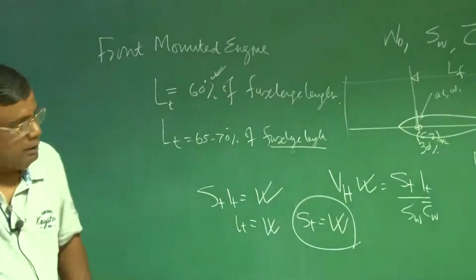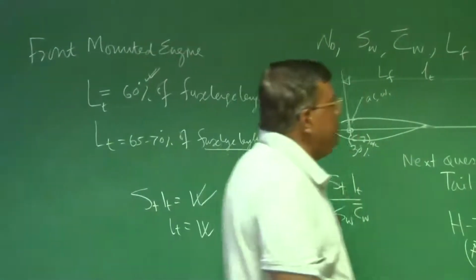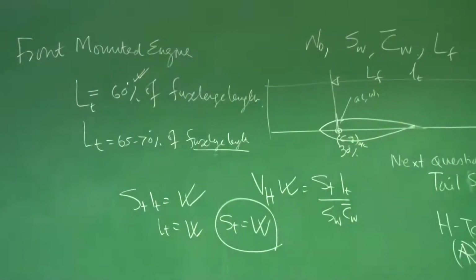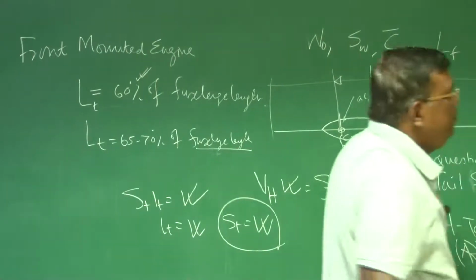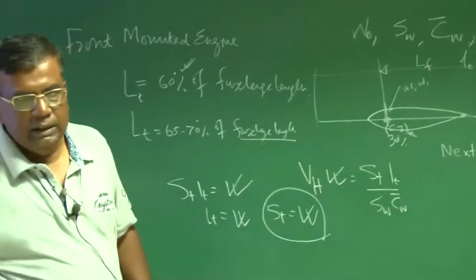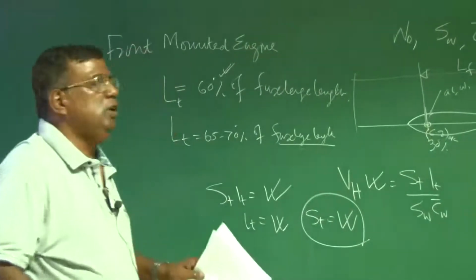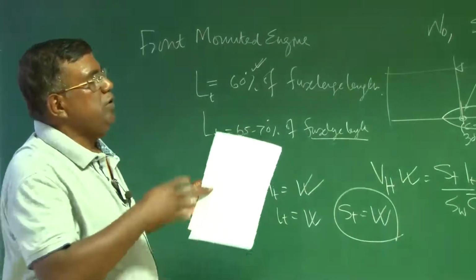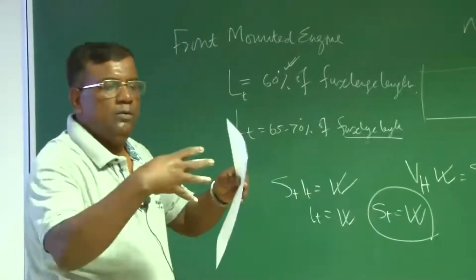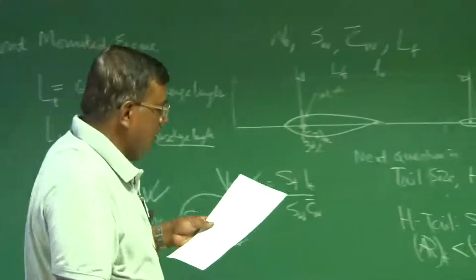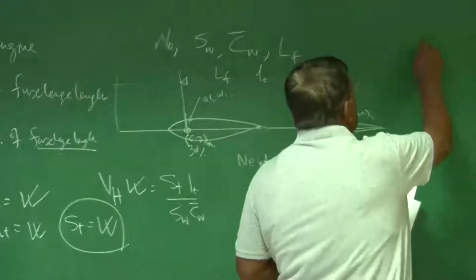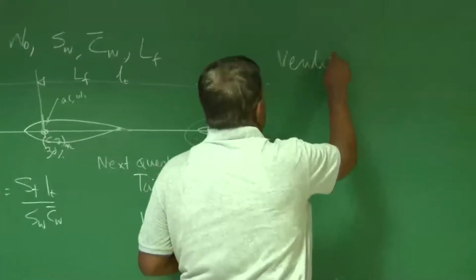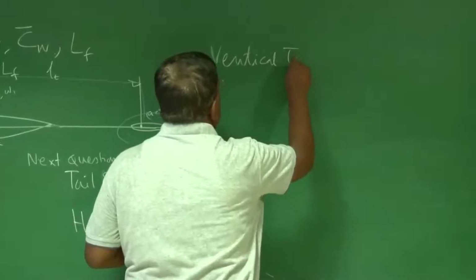So once I do that, then the natural question comes, what will be the vertical tail size? Please understand, again and again I am repeating, these are all conceptual numbers. We are not doing analysis. I will tell you how to graduate from here to the analysis so that you are perfect in your estimation. For vertical tail, we follow the same.